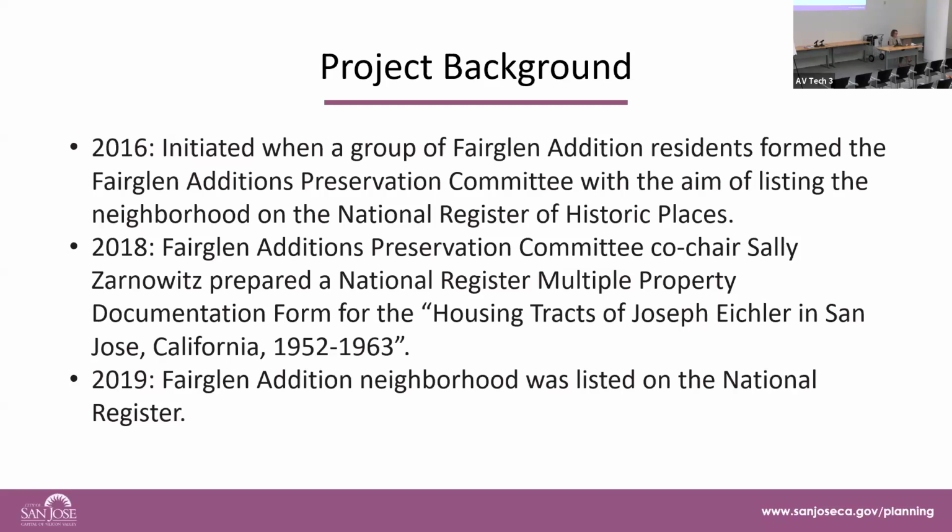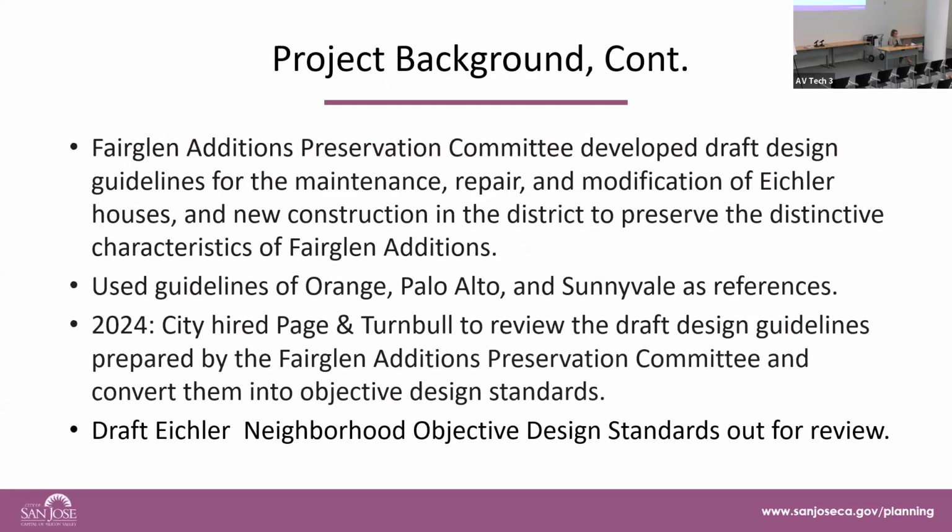In 2019, the Fair Glen Additions neighborhood was listed on the National Register. Following that, the idea was developed to draft some design guidelines for how to maintain, repair, and modify Eichler houses, and how to treat new construction in the district so that the distinctive characteristics of the neighborhood are preserved. That group used the design guidelines for Eichler houses from the cities of Orange, Palo Alto, and Sunnyvale as references. That was provided to the city, and there was real interest from the Preservation Committee to get the guidelines published and adopted by the City Council.